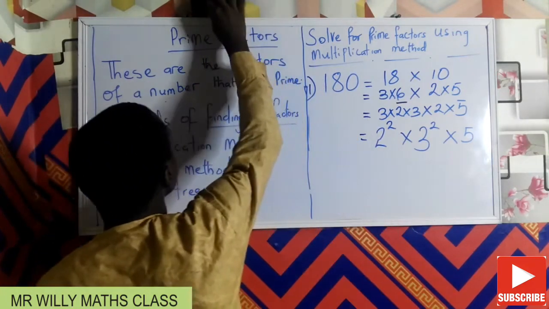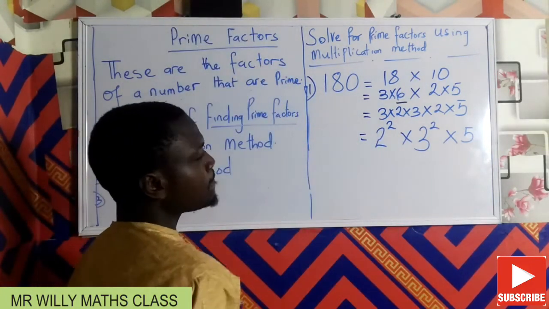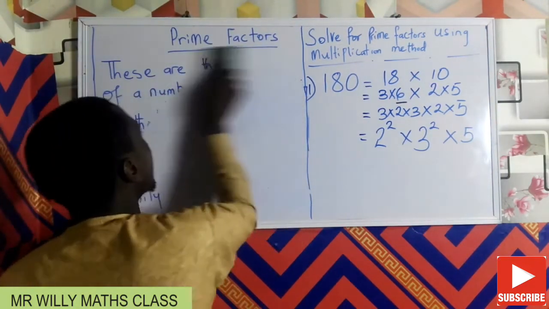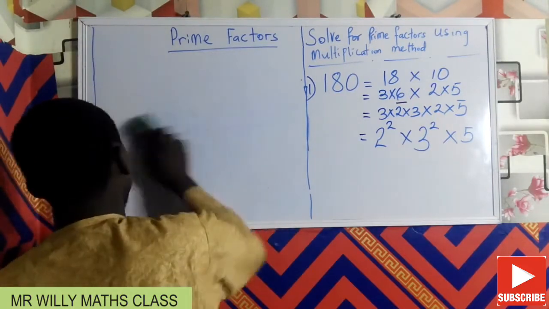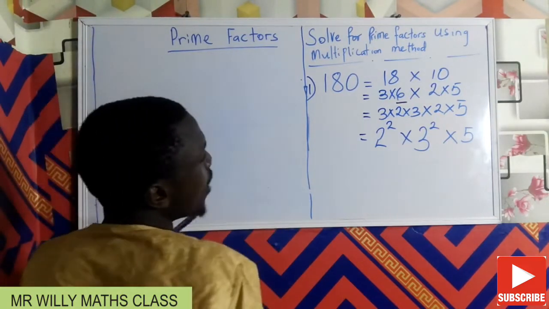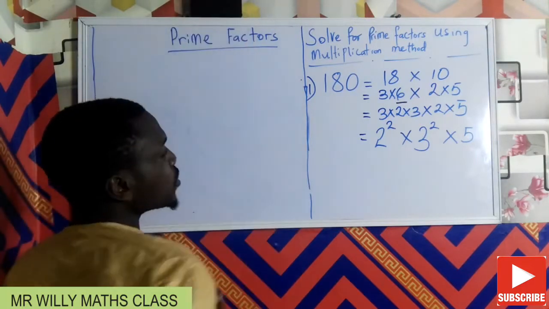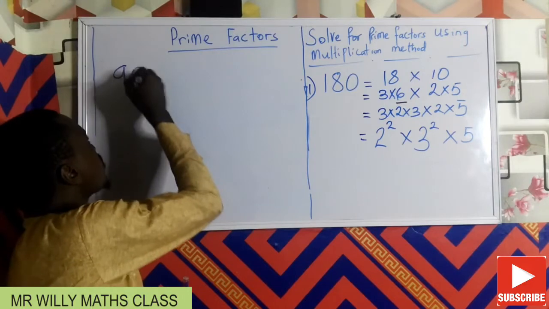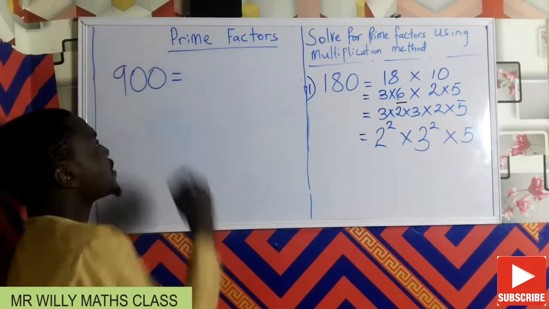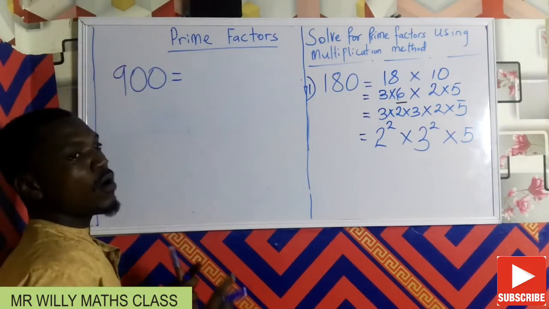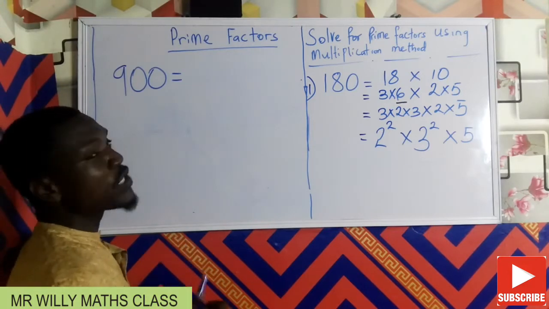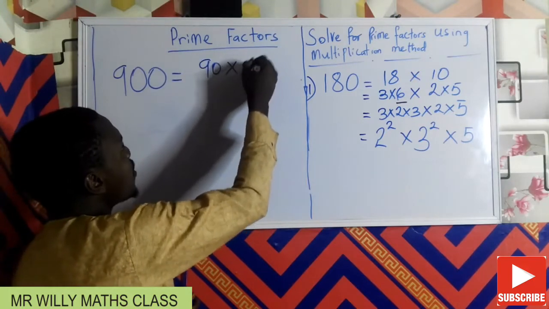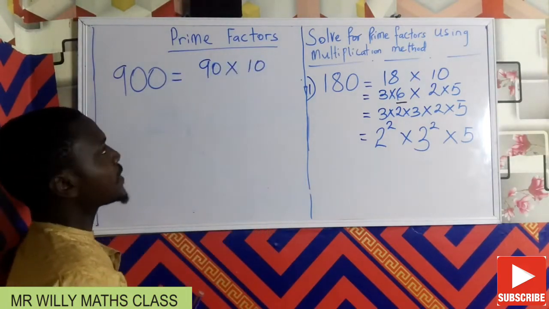What if you are asked to deal with a bigger number? Let's clean this part. Let's assume that you are asked to find the product of prime factors of 900 using the multiplication method. It's as simple as ABC. The first step is that you think of 2 numbers that if you multiply with each other, will give you 900. 90 times 10 will give us 900.